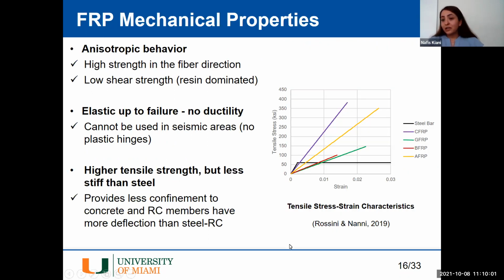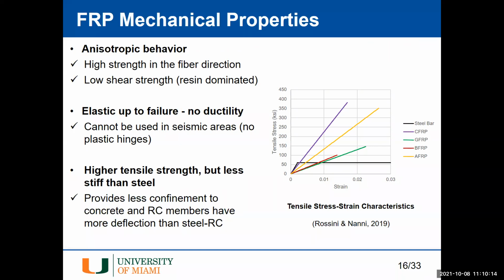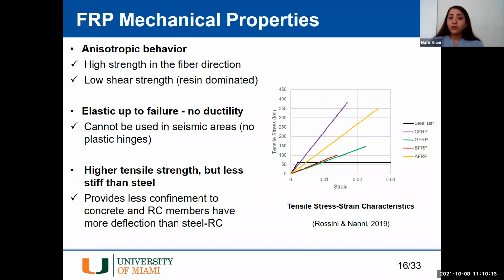But another, and the most important, property of FRP bars is that they are anisotropic. It means that their strength in the fiber direction is much higher than in the transverse direction. So they have higher strength in the fiber direction, but they have a low shear strength. And they are elastic up to failure.